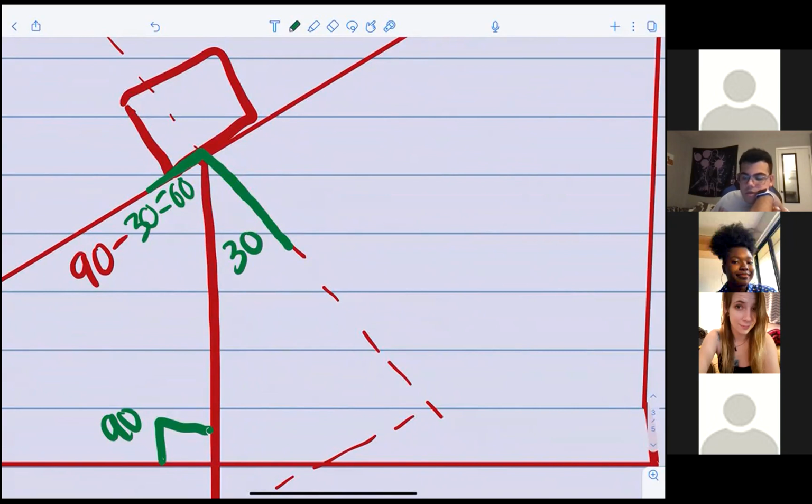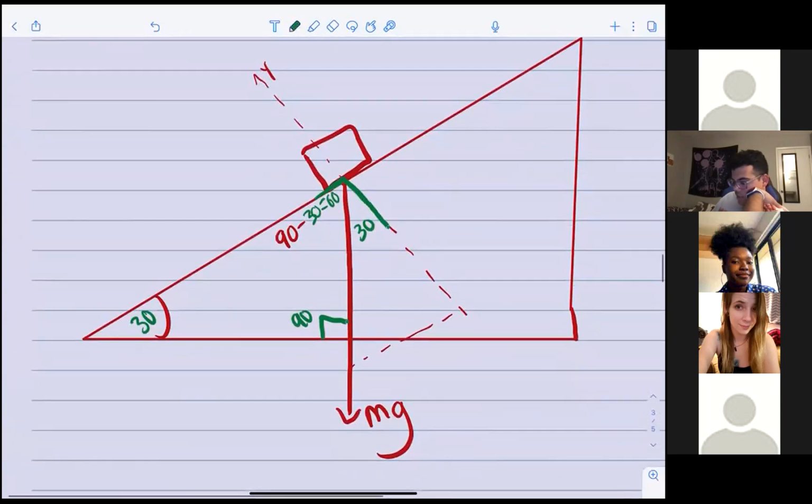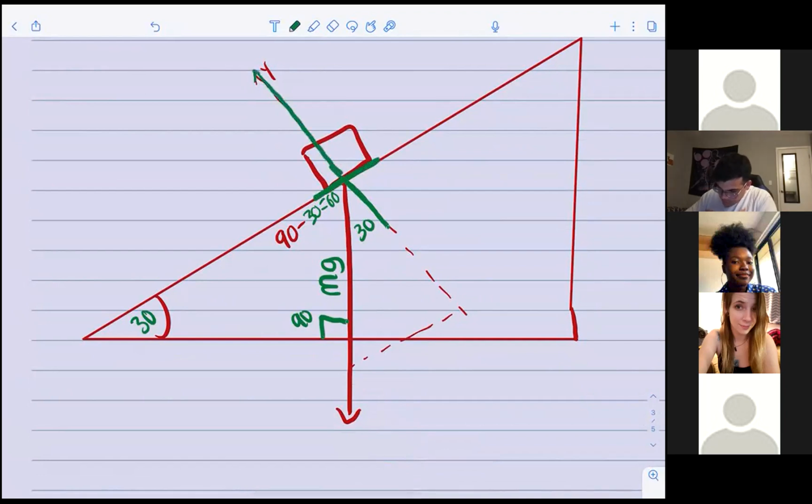So now the question is, why are we using sine instead of cosine, right? Well, this is mg. And this is my new x-axis, and this is my new y. So if I wanted to find the component of gravity along my x, isn't it this part? The part parallel to the x-axis? How do I get that length of the triangle?